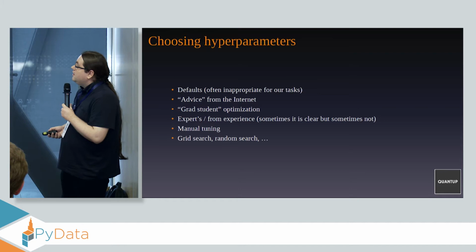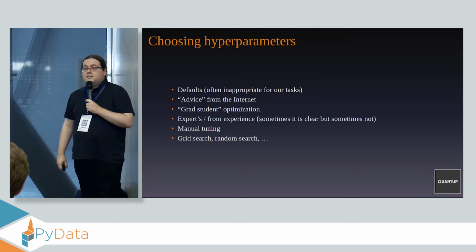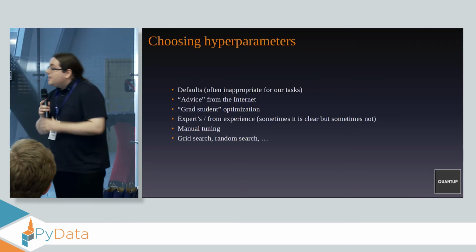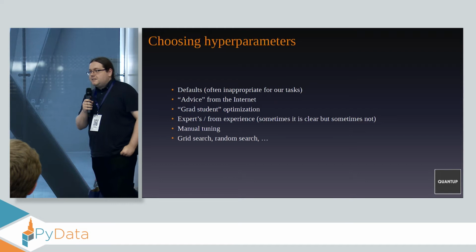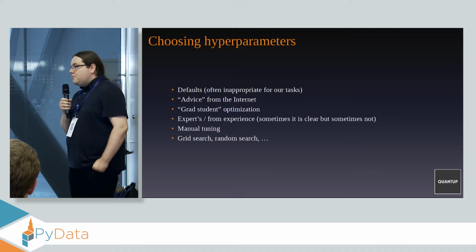Who has heard of grad student optimization? This is a running joke in some circles. You do grad student optimization by hiring a bunch of grad students and asking them to pick the hyperparameters for you. The one who picks the best publishes a paper. So they have an incentive.